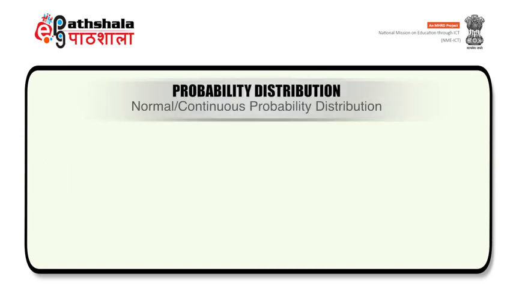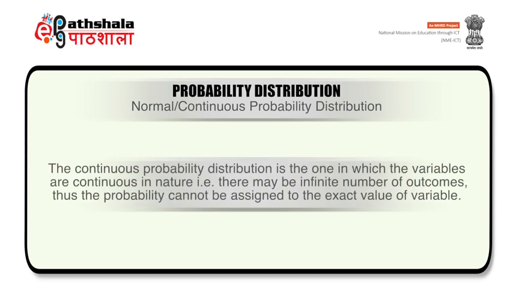Now, continuing further, we will discuss normal or continuous probability distribution. The continuous probability distribution is the one in which the variables are continuous in nature, that is, there may be an infinite number of outcomes.